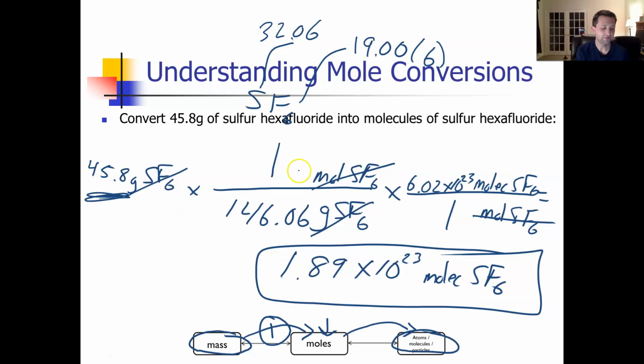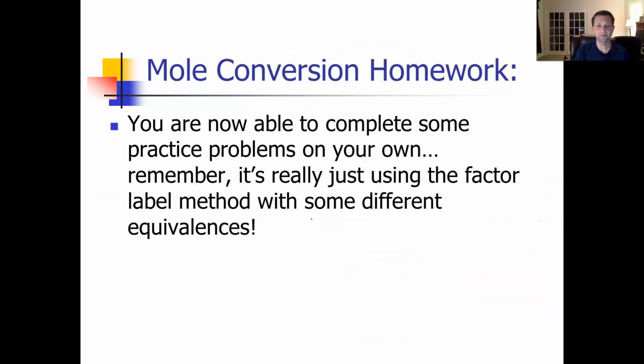If you have moles, you put a 1 next to it. If you have molecules, atoms, particles, you put 6.02 times 10 to the 23rd next to it. And if you have a mass, grams, use your molar mass from the periodic table. Okay? You guys will have a chance to work on some practice problems. It's really just using the factor label method, like I said, using some different equivalences. So it all depends on the substance that you're given.